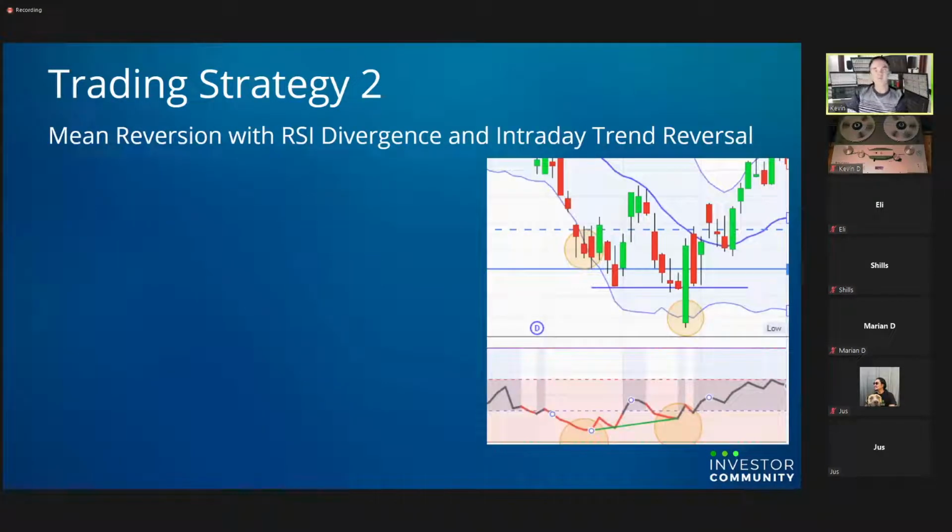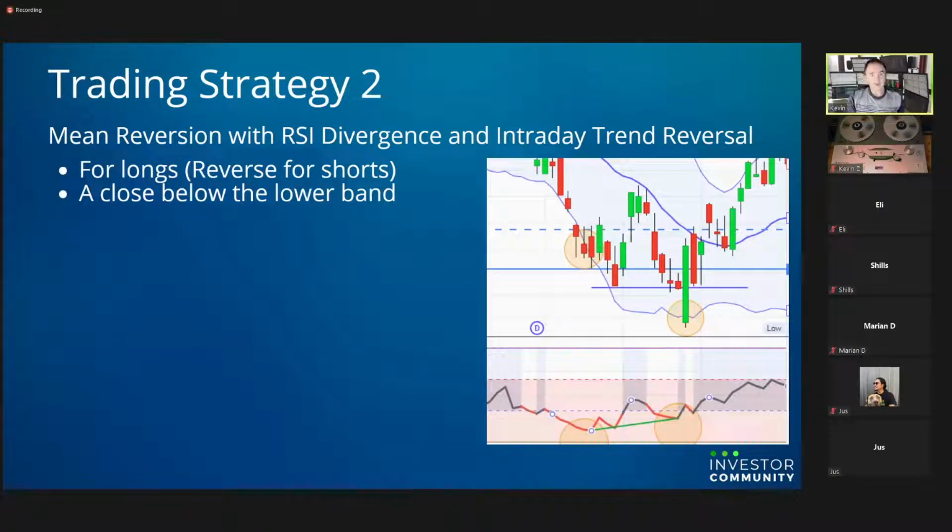So that strategy is a mean reversion strategy using an RSI divergence and an intraday trend reversal. And if we can also combine that with support and resistance, even better. It makes for very reliable signals when you can combine all this together. So let's take a look and see what the rules of this strategy are. Everything I'm talking about here is for longs. You would just reverse it for shorts. And when we get to the examples, we'll look at both longs and shorts.